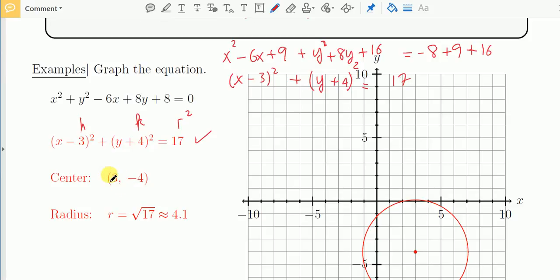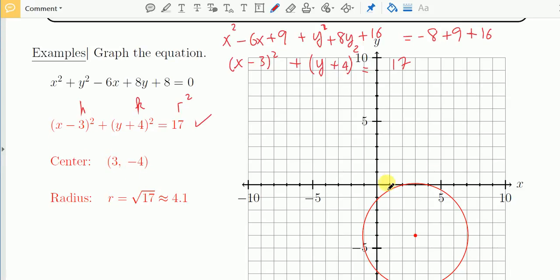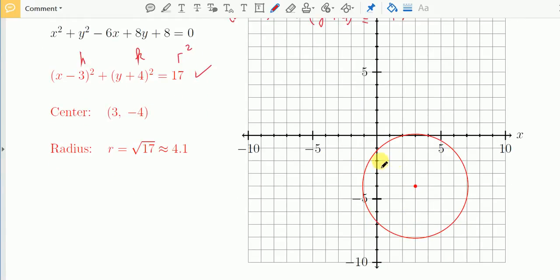Now you can plot the center at (3, minus 4). So let's go 3 units to the right and minus 4, which is here. And you can go 1, 2, 3, 4, around 4.1 here, and to the left side, up and down, and draw a circle. Very easy.